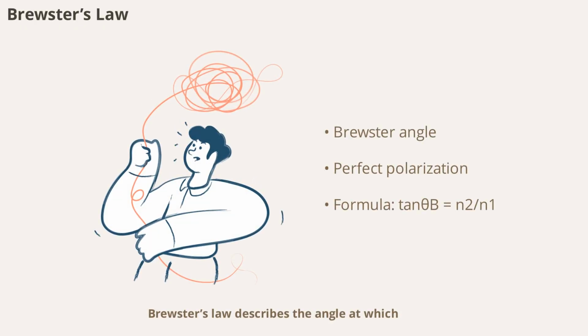Brewster's law describes the angle at which light reflected from a surface is perfectly polarized. When unpolarized light strikes a surface at the Brewster angle, the reflected and refracted rays are perpendicular, and the reflected light is completely polarized. The law is given by tan theta_b equals n2/n1, where theta_b is the Brewster angle and n1 and n2 are refractive indices. This principle is important in optics and photography.